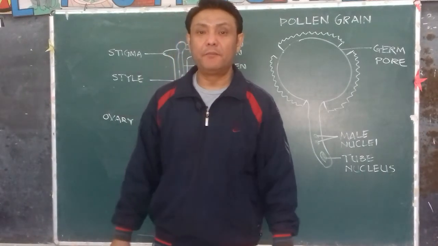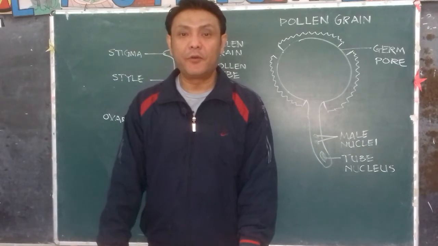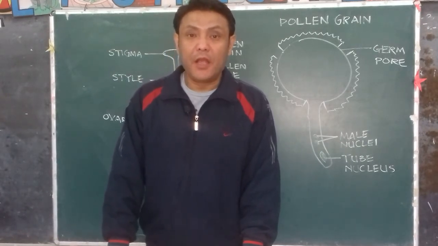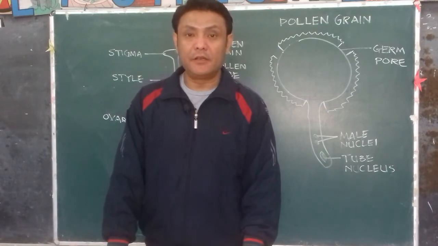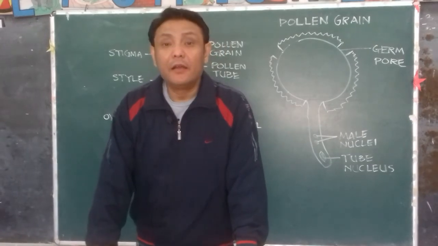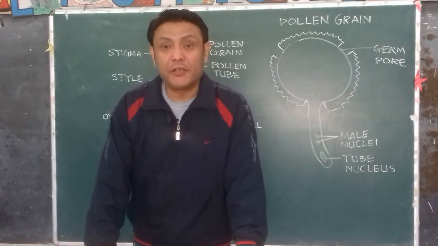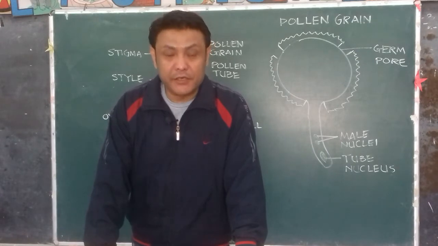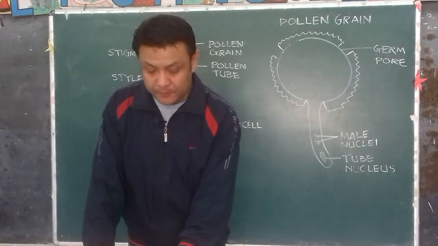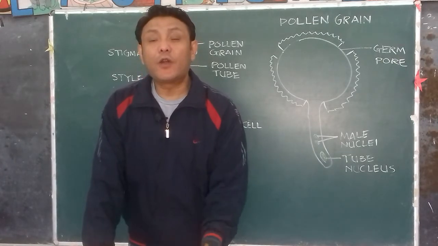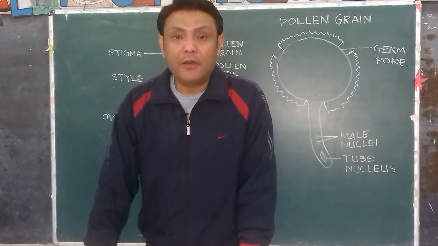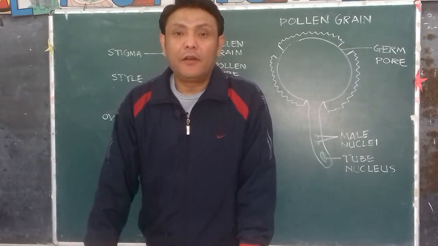Welcome to the second part of reproduction in plants. In the last class we talked about pollination, and we'll talk about different factors that affect pollination, and then go on to fertilization. Pollination is the transfer of pollen grains from the anther to the stigma of a flower.